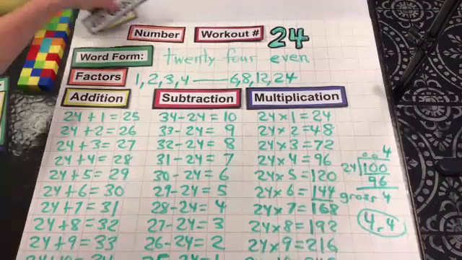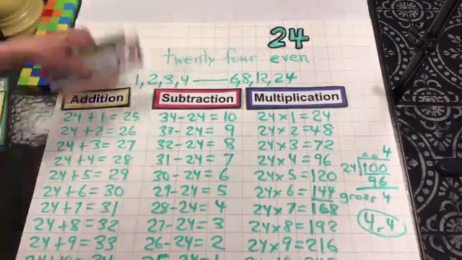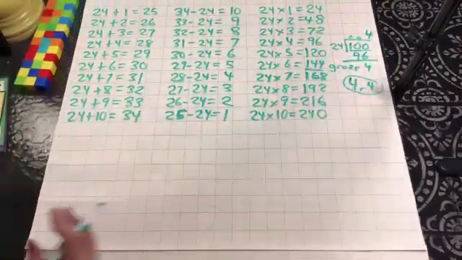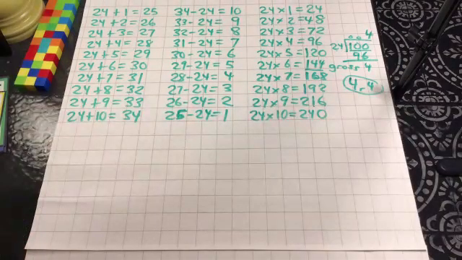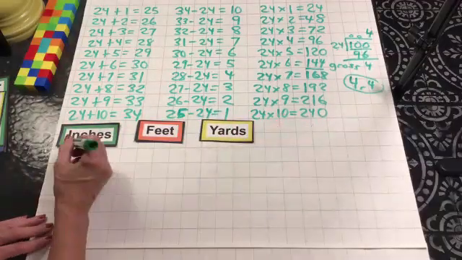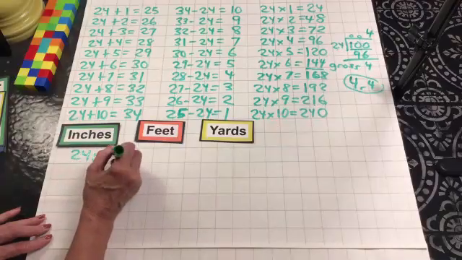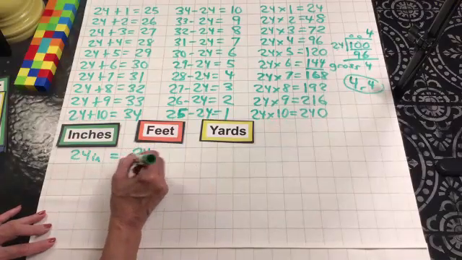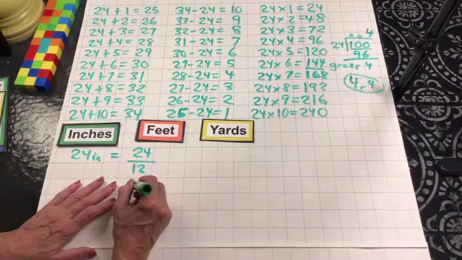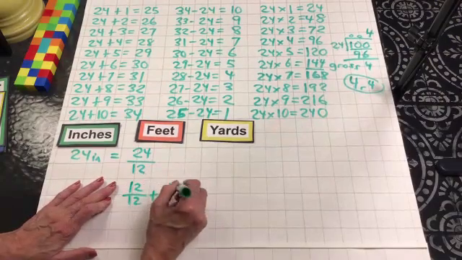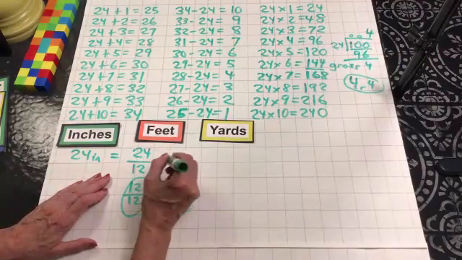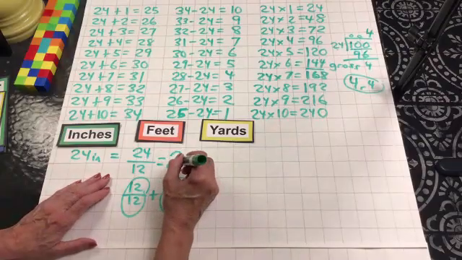All right, let's get ready to do our measurement. Our linear measurement for the standard form includes inches, feet, and yards. So we're taking 24 inches and we're going to put that above a 12 because it takes 12 inches to make a foot. And if we break that apart, we have 12 plus 12 more. 12 and 12 is 24. So guess what? 24 inches makes 2 whole feet.